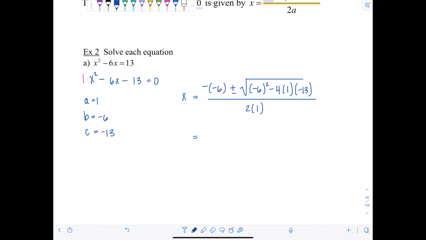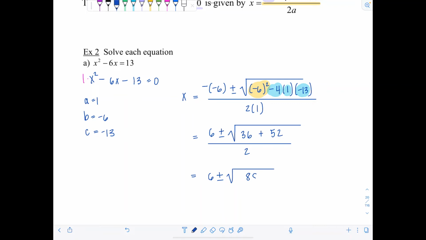So this equals +6 plus or minus square root. -6 squared is going to become +36. And then watch this. -4 times 1 times -13 is going to give me a positive number, right? So 4 times 13, that's 52. And then this whole thing gets divided by 2. Now the next step, you're always going to clean up underneath the radical. So this is 6 plus or minus square root 36 plus 52, that's 88, okay, over 2.